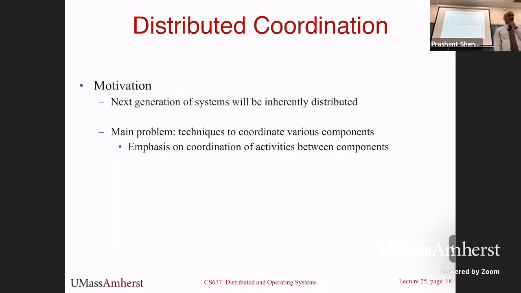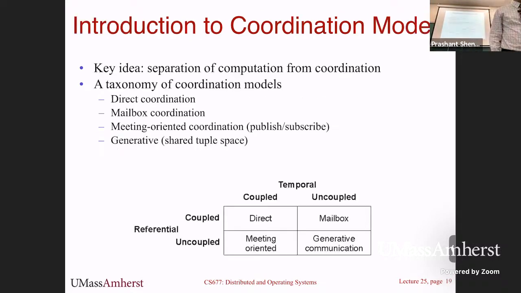Okay, so we'll talk now about a different type of middleware. This is called distributed coordination middleware. To understand this, I will explain a few different ideas and then we'll see what this type of middleware allows us to do. If you think about the various types of coordination models, there's a taxonomy you can think of that allows us to classify them across space and time.